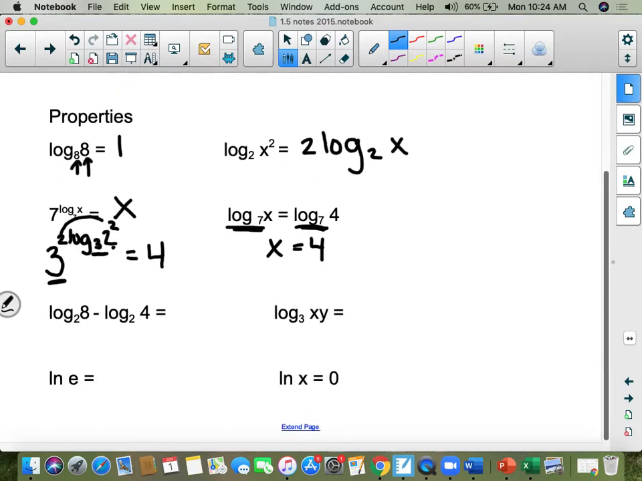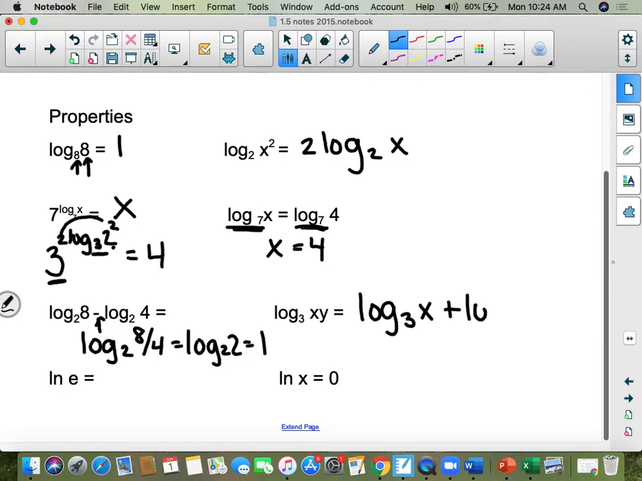If there's a minus, you're really dividing: 8 divided by 4, which is equal to the log of base 2 of 2, which is equal to 1. If you want to separate them, you can do the log of base 3 of x plus the log of base 3 of y, because multiplication really deals with addition when you're doing logs.